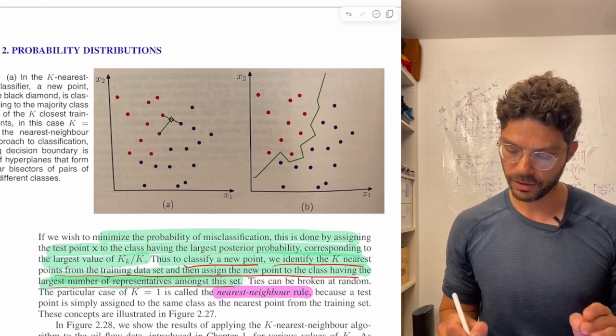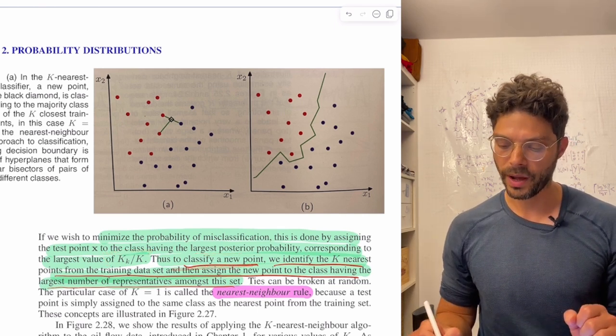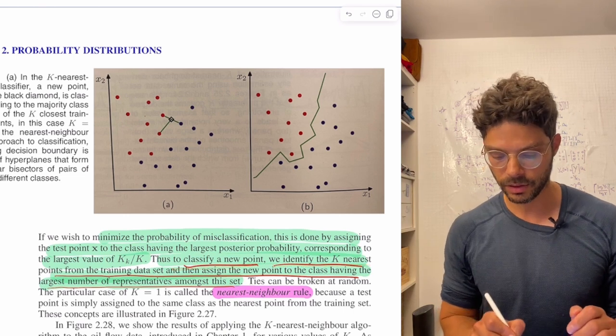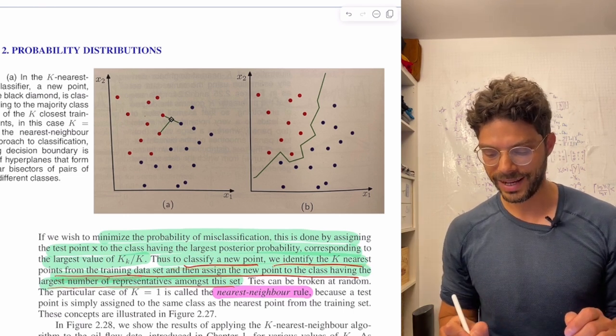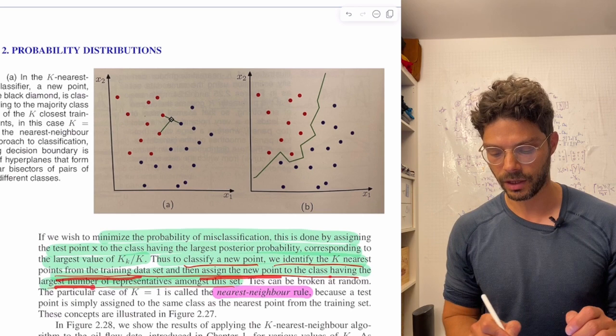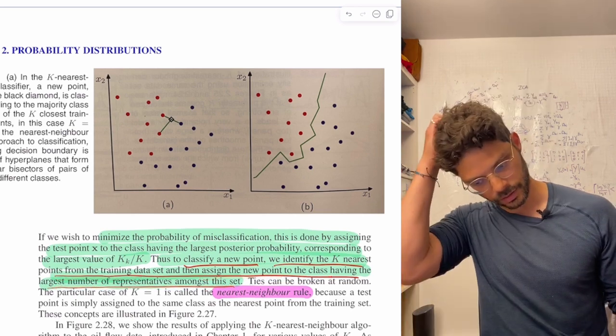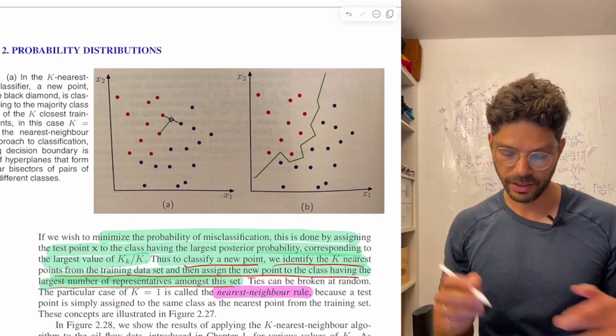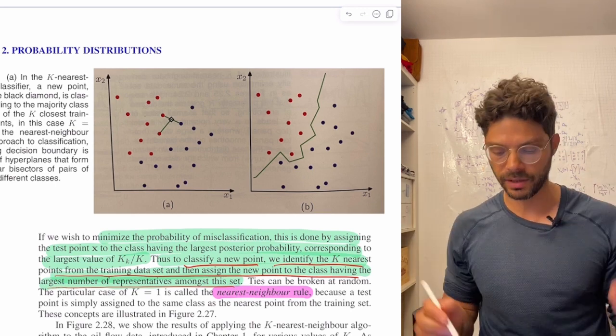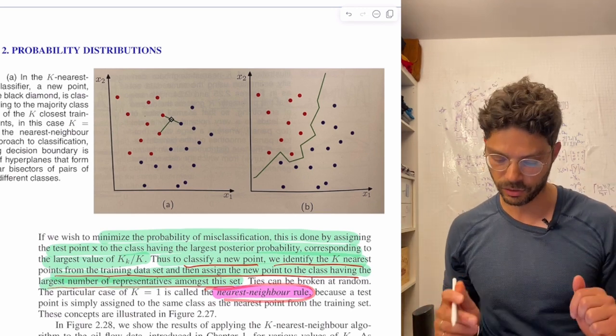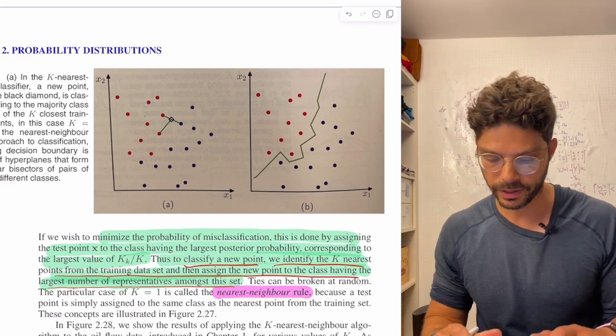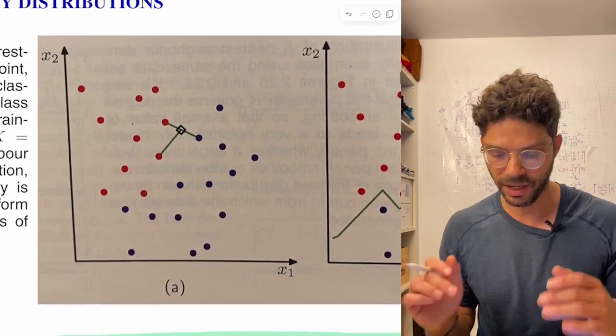So essentially, to classify a new point, we identify the K nearest neighbors from the training data set, and then assign the new point to the class having the largest number of representatives among this set. Okay, so we've probably heard of this as the K nearest neighbors, or the nearest neighbor rule in case K is equal to 1. So let's have a look at what that looks like. Again, I had to paste these pictures in.